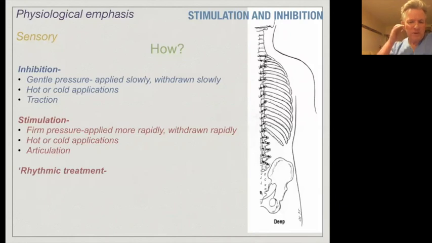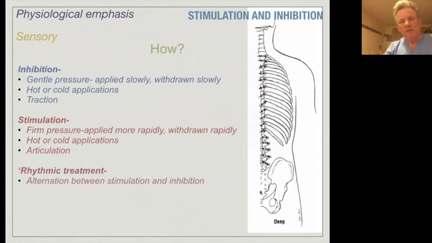Then we have what Littlejohn defines as rhythmic treatment. That's not where we're using rhythm, it's where we're trying to restore rhythm. Where an organ has lost its tone, lost its rhythmic function, we alternate our treatment between inhibition and stimulation, in the same way that hydrotherapeutics would apply hot and cold compresses, alternating one with the other.